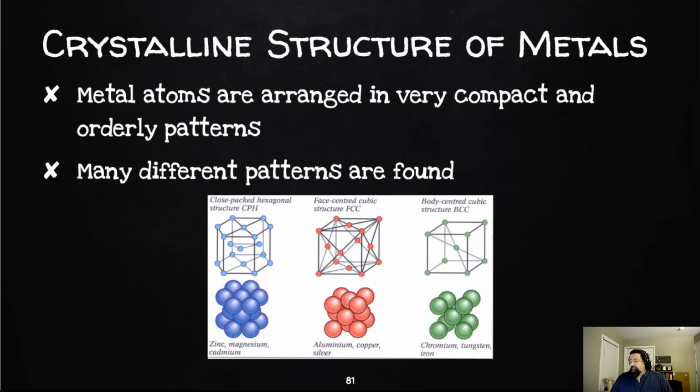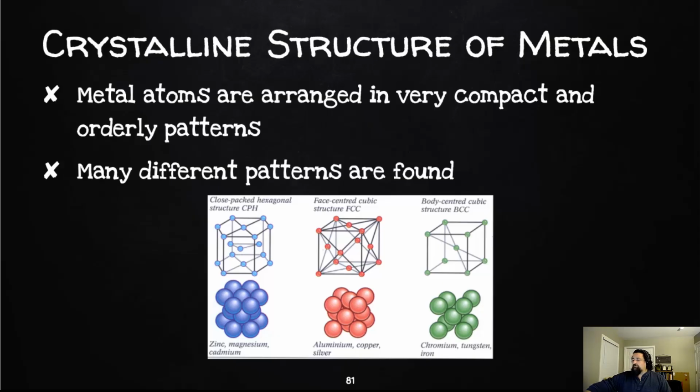But even with this ability to move around, metals by nature have a very specific crystalline, orderly pattern. They behave really similarly to ionic compounds in this way because you do have those positive cation cores and these negative electrons that float around, but these things like to organize themselves into very specific patterns. And I don't need you to know the patterns.